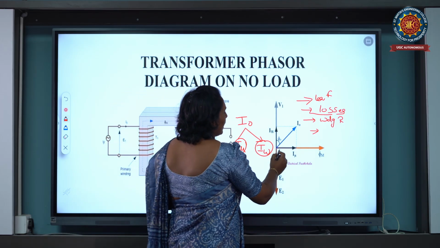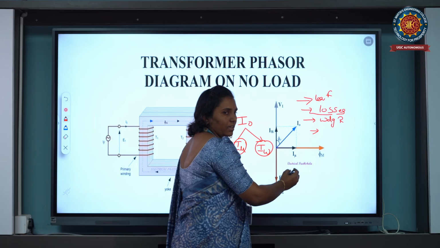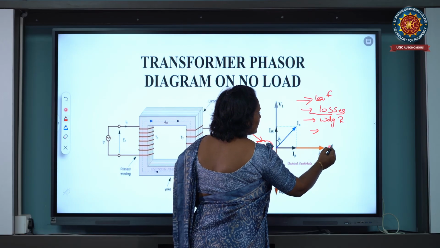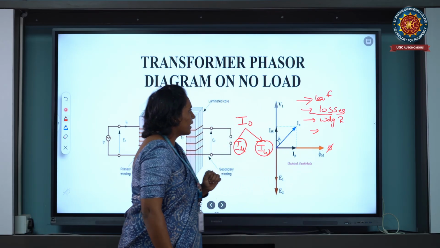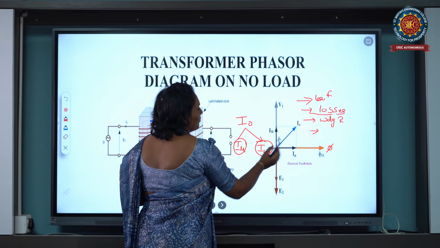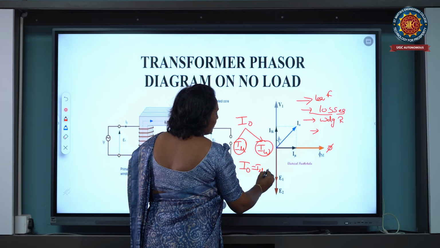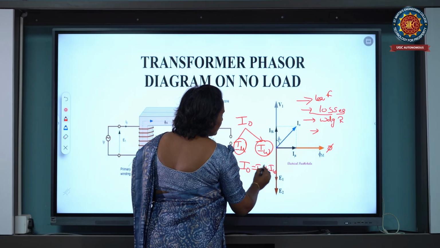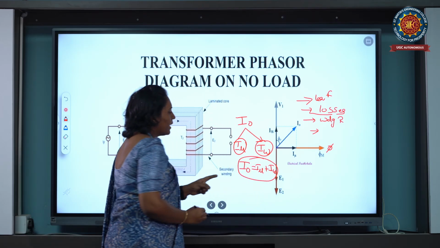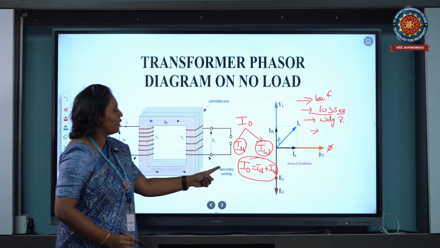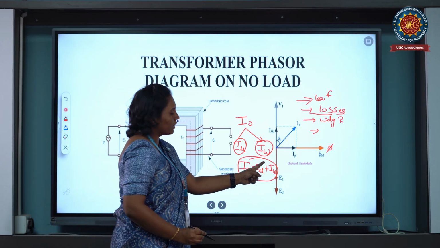Here I am taking the flux as the reference. This is the flux of the practical transformer. The no load current is equal to the magnetizing current plus the working component current. So the resultant of the practical transformer, I naught, is equal to I magnetizing plus I working component.